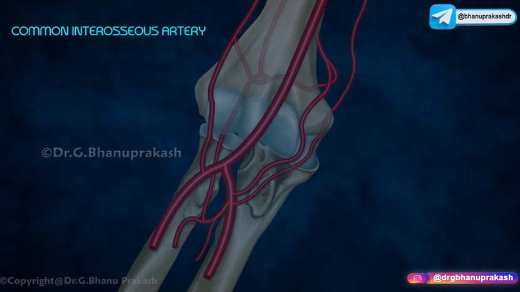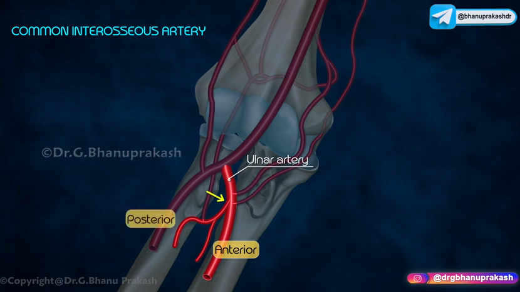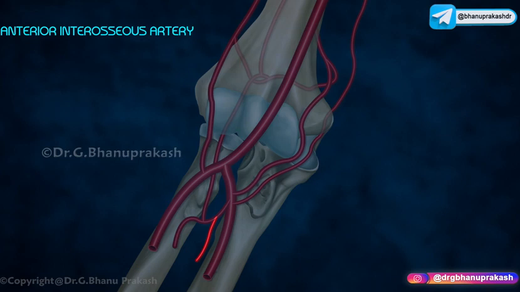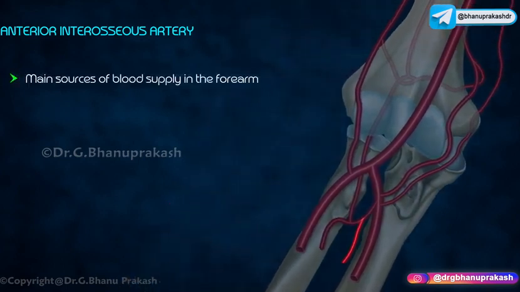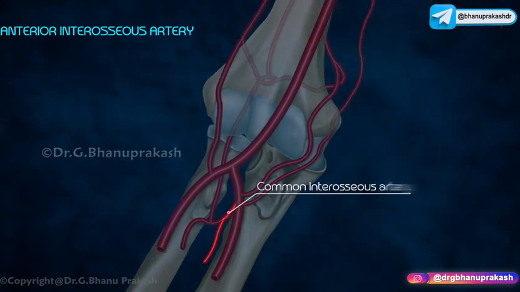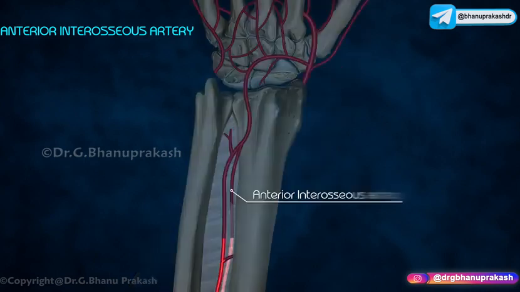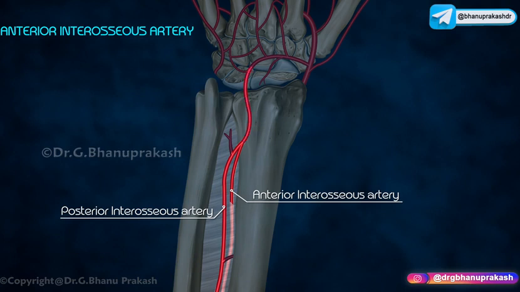Common interosseous artery. It is a branch of the ulnar artery that arises near its origin and bifurcates almost immediately into anterior and posterior interosseous arteries. Anterior interosseous artery. It is one of the main sources of blood supply in the forearm. It is the deepest artery in the forearm. It arises from the common interosseous artery. It anastomoses with the posterior interosseous artery and joins in formation of the dorsal carpal arch.